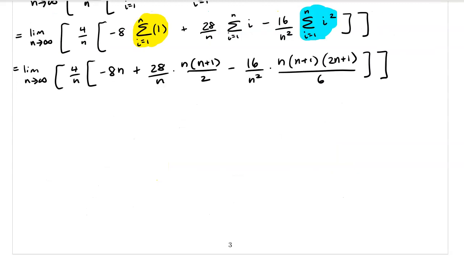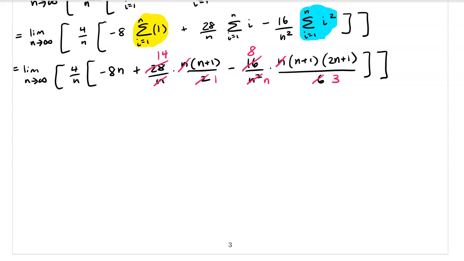All right, so we're definitely making great progress. 28 divided by 2 is 14. And then n divided by n gives us 1. And we have an n here, and there are 2 n's in the denominator there, so I'm going to have an n there. And I can do 16 divided by 6, and both of those are even, so that would be 8 over 3.